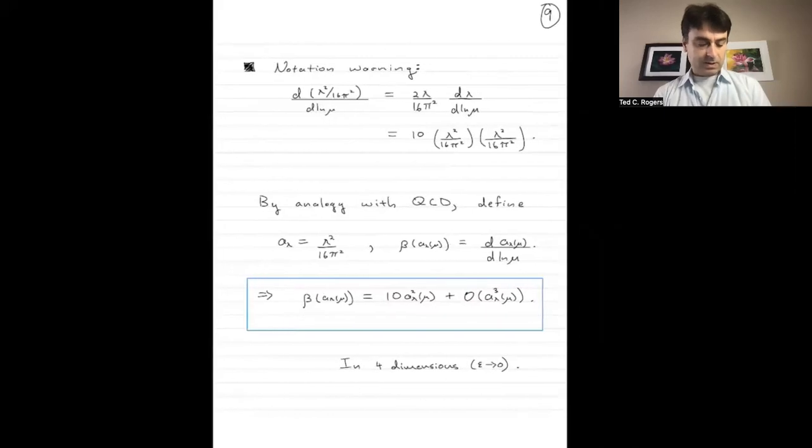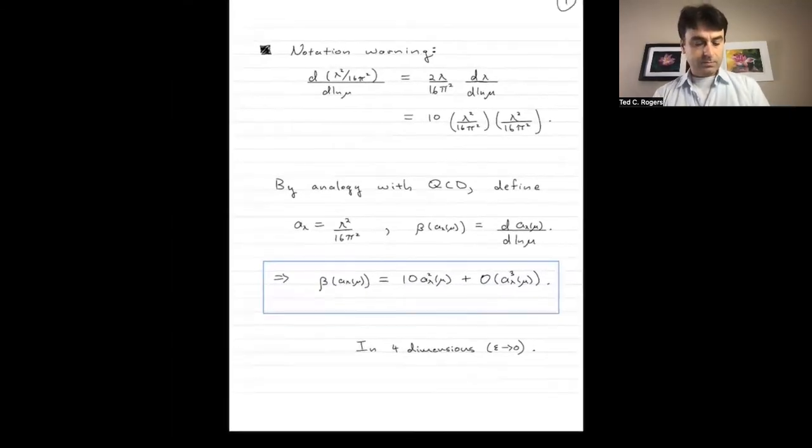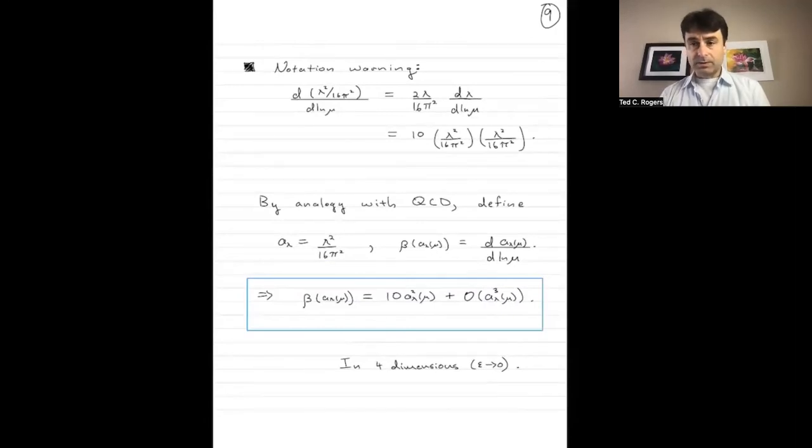And the 10 is a nice round number. So beta, the final beta, is equal to 10 lambda squared plus terms that I drop if I want to go only to a lambda squared order. And this is the result, of course, when we remove the UV regulator by taking epsilon going to 0. Okay, so this is the lowest order beta function.